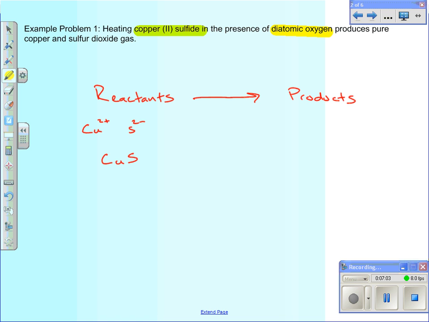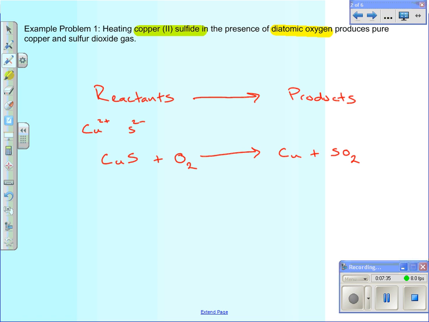So again, we're going to find out, if we don't already know, oxygen is required for a lot of burning or combustion. This is going to be O2, diatomic, that's what that means. Produces pure copper, so copper, and sulfur dioxide gas. So sulfur dioxide from last unit, both nonmetals. We use the di in the word. This is a covalent molecule, sulfur dioxide, SO2. So those are our skeleton ingredients.